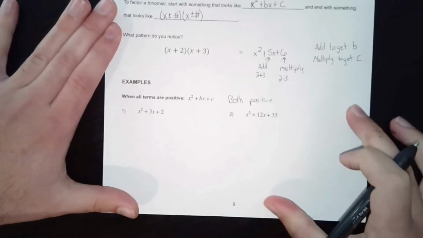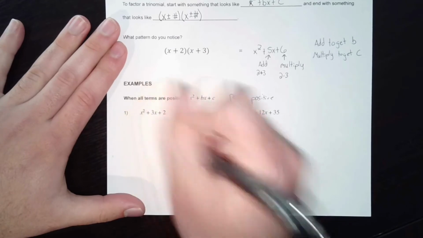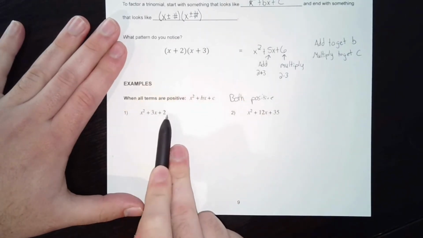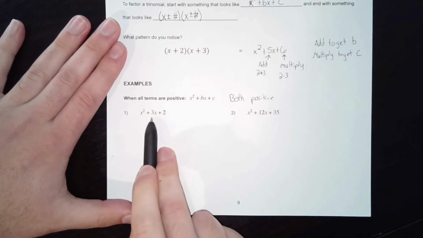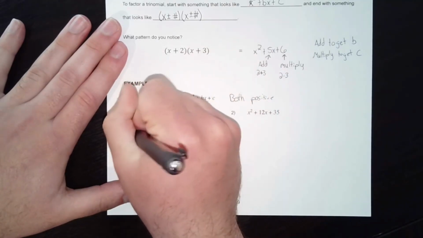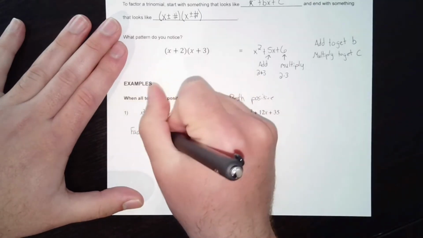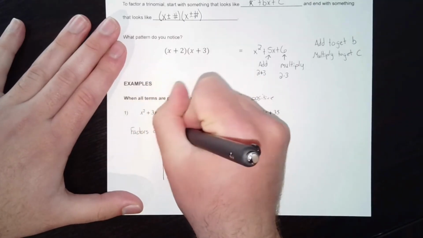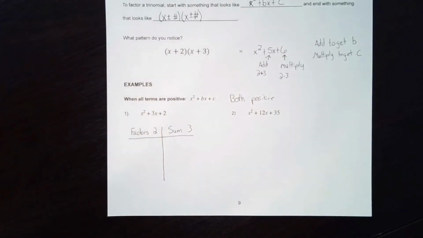So what I want to show you is a little table that I'm going to make for all of these. That's going to make this a little bit easier. So I know I need things that multiply to give me c and add to give me b. It's typically easier to start with multiplying because there's only so many things that multiply to give me 2. There's probably more things that add to give me 3. So let's start with, I'm going to write this as factors of 2. And I'm going to create a column here, and I'm going to say sum to 3. And if I can figure out what numbers work in here, I can figure out what my answer should be.